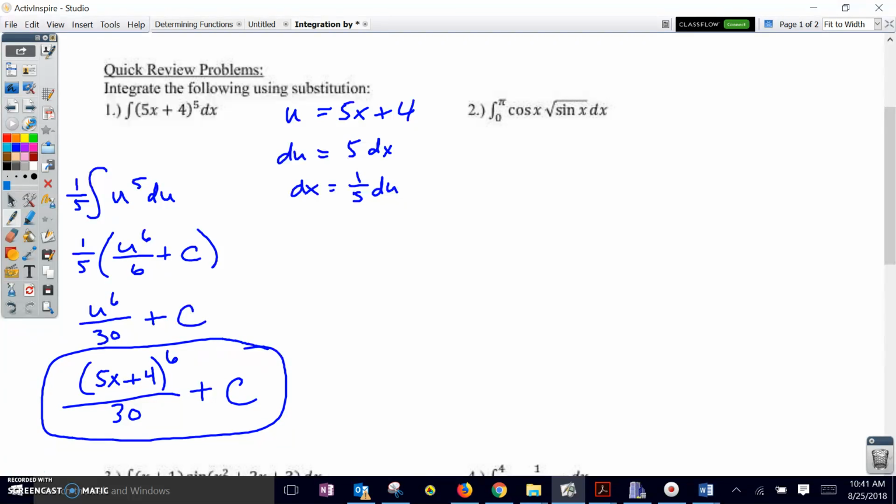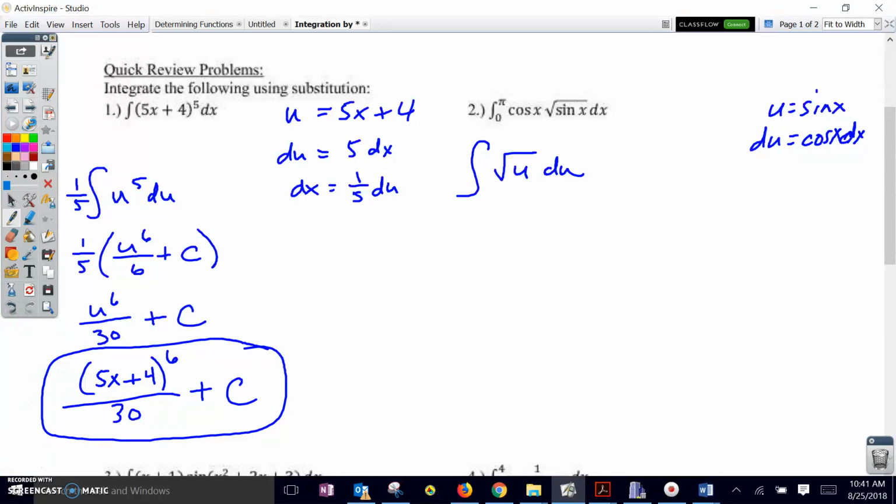In part 2, we have a definite integral, since we have those limits of integration. I'm going to approach this a little bit differently. First, I look for my substitution. The best substitution here appears to be u equals the sine of x. And then du is equal to cosine of x dx. And so this turns into the integral of the square root of u du.